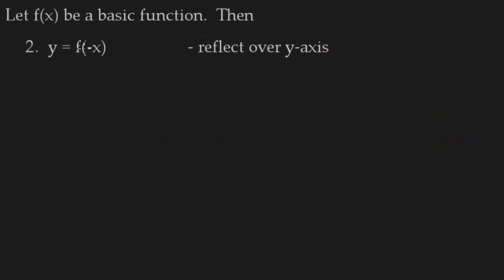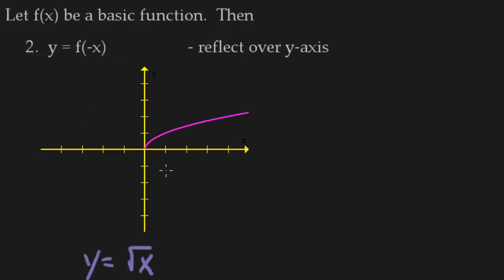Our next type of reflection is y equals f of negative x. Now instead of the negative being outside the function, it is now inside the function with the x. It's going to be a reflection over the y-axis. So let's take a look at an example. I actually have to change the function. I'm sorry. So we are now going to do y equals the square root of x.